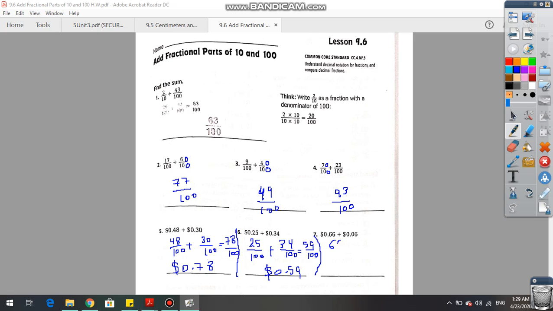Now 66 hundredths plus 6 tenths. Why 100? Because I have two numbers in the decimal, so it's 60 hundredths. So 66 plus 6 is 72 hundredths. And I have to write it as a decimal, so $0.72.